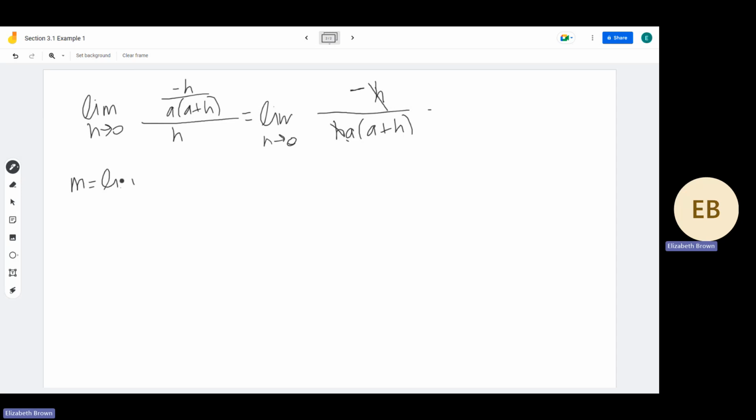is the limit as h approaches 0 of negative 1 up top. That negative is still there, but the h is gone. And in the bottom, we just have a times a plus h.